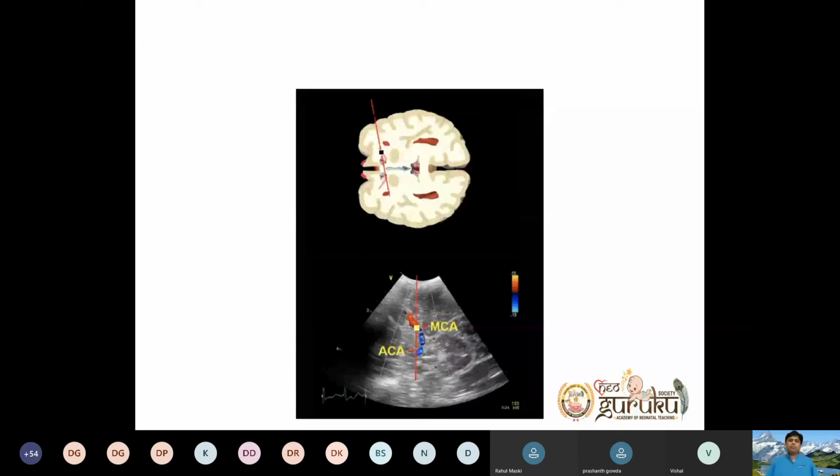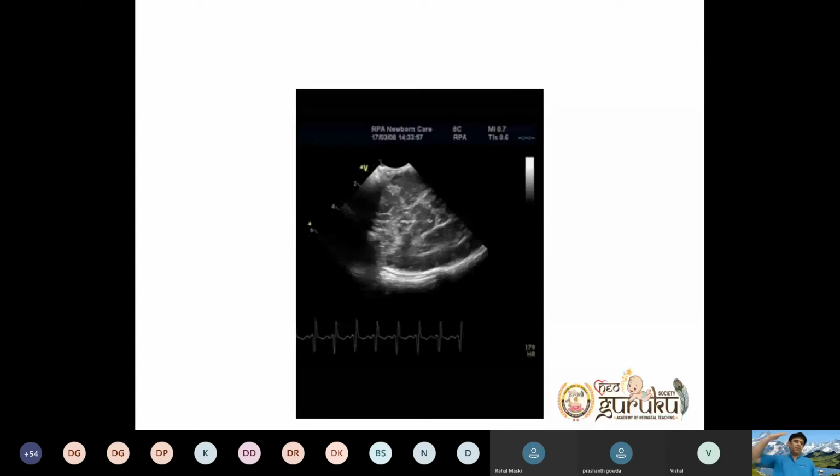So here you are keeping the probe parallel, straight to that. There you have to angle it perpendicular, so that from perpendicular only you'll be able to get the Doppler. So we are trying to take the middle cerebral artery Doppler.